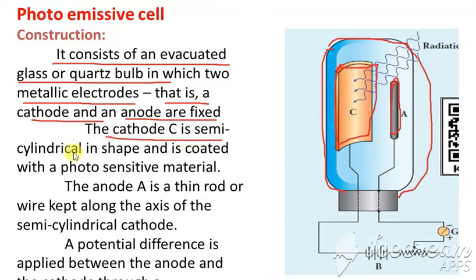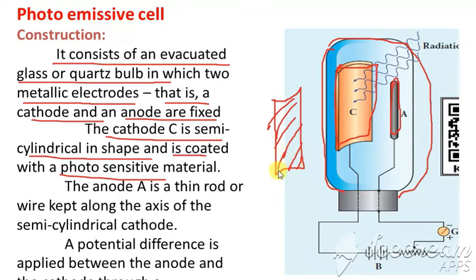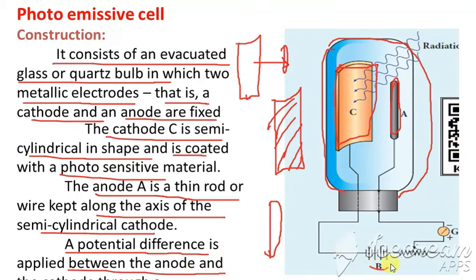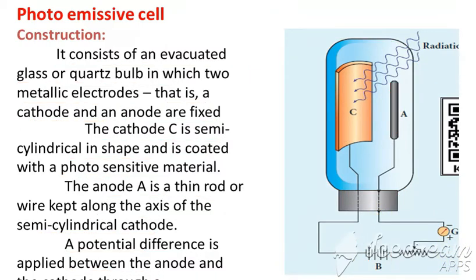Next is the cathode C. It is semi-cylindrical in shape and it is coated with a photosensitive material, so that it emits electrons. Next, anode A is a thin rod, and it is kept along the axis of the semi-cylindrical cathode. Next, a potential difference is applied between the anode and the cathode through a galvanometer. Clear with the construction of this photoemissive cell?